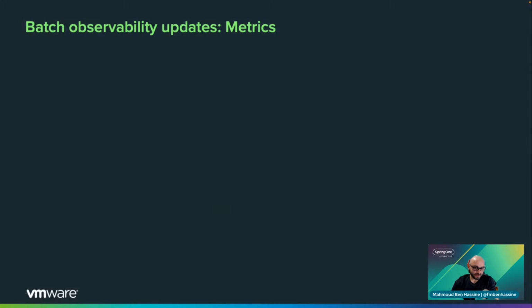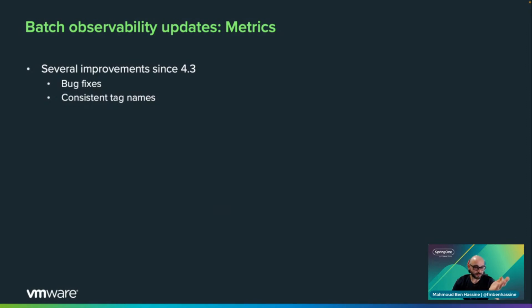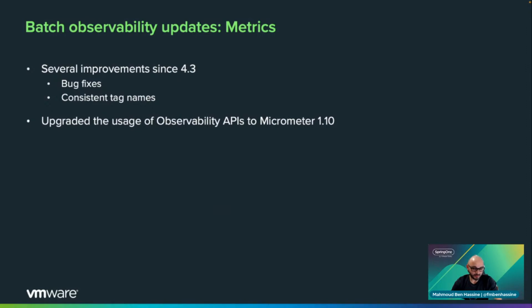Metrics were introduced in Spring Batch 4.2, actually, not even 3. But since 4.3, we introduced a lot of improvements. We fixed a couple of bugs. We fixed the tag names, so now they are consistent between different projects of the portfolio. So we have consistent naming across the entire portfolio, and we had to change a couple of things in Spring Batch. We also upgraded the usage of observability APIs to Micrometer 1.10.